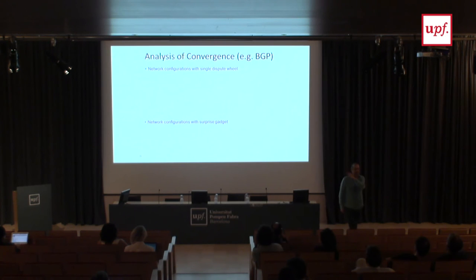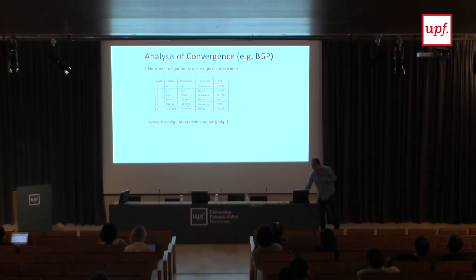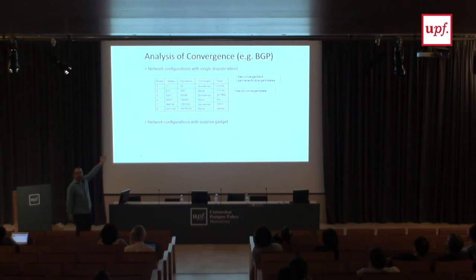So what we did was to describe the BGP algorithm in our system, and introduce dispute wheels to see what happens if we were able to analyze. And here is what we get. The largest network in which we were able to say something meaningful had 8 nodes. So you can imagine how difficult it is. But we are state of the art, so nobody can do more than that.